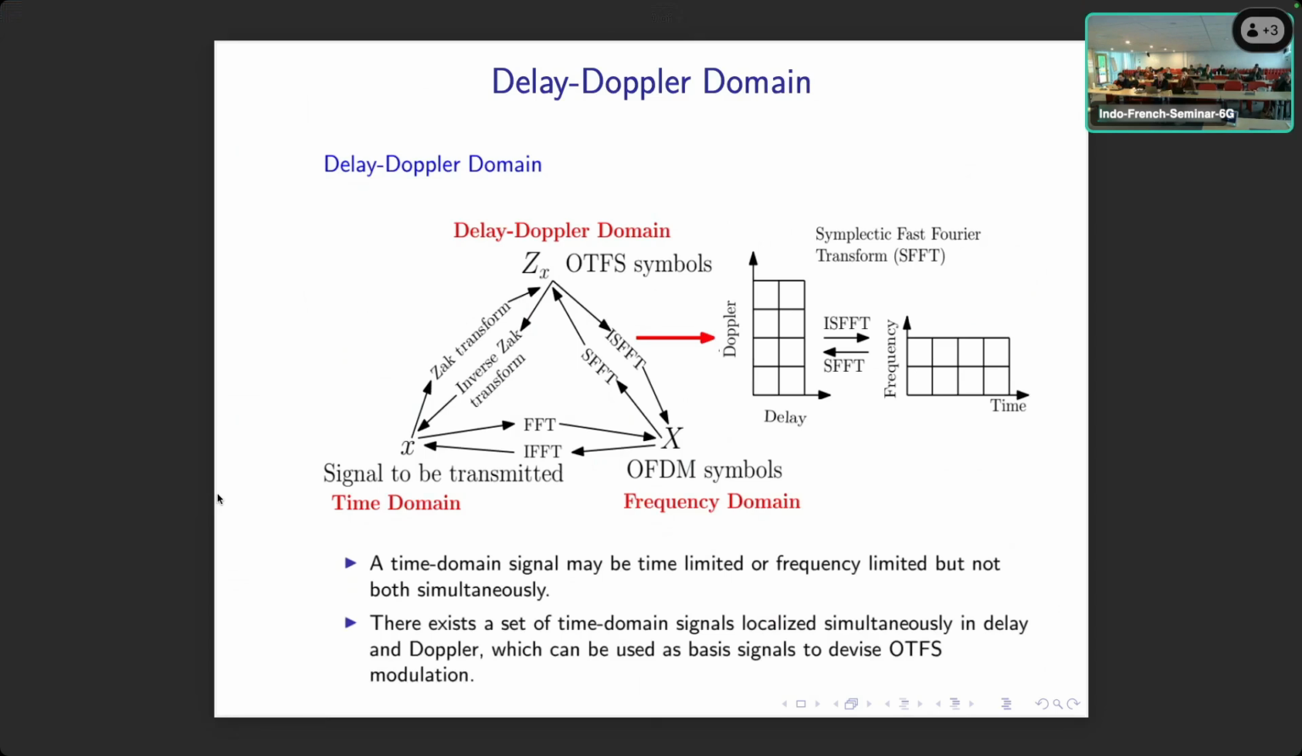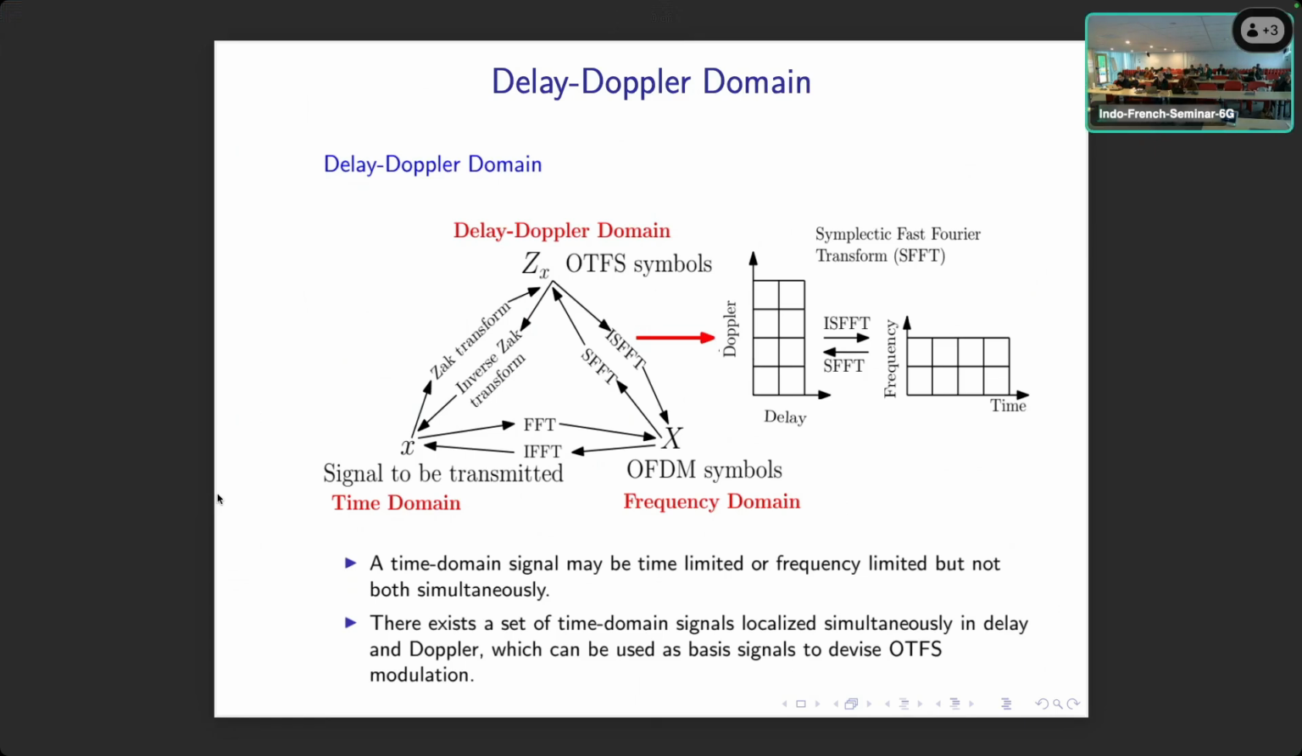In the original paper by Ronnie Hadani, we move from the delay Doppler domain to OFDM by performing what is called the inverse symplectic Fourier transform. We move from the delay Doppler domain to the time frequency domain, and then we perform IFFT to arrive at X. In that way, the classical OTFS, which people are calling OTFS 1.0, is nothing but some kind of pre-coded OFDM.